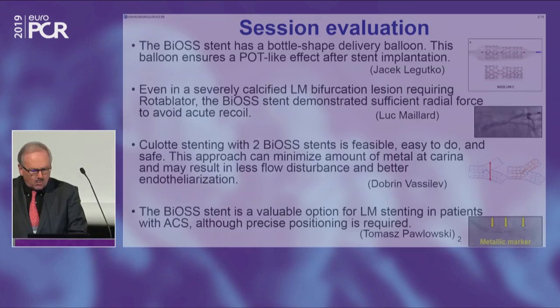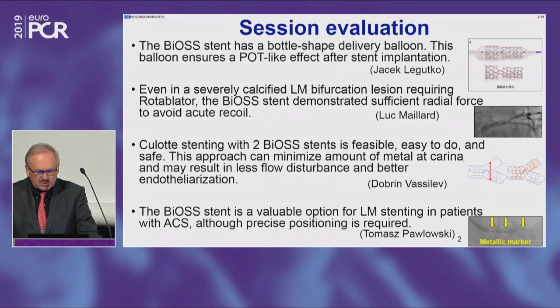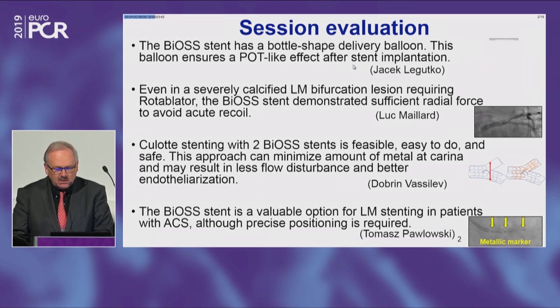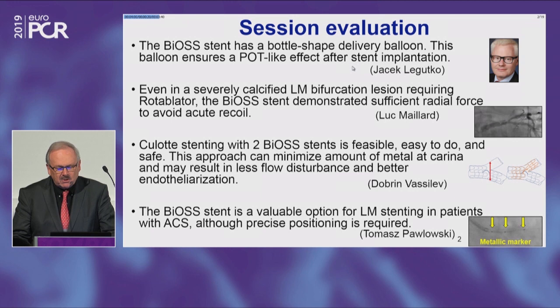So number one, that was Jacek. He said very clearly the BiOSS stent has a bottle-shaped delivery balloon. This balloon ensures a POT-like effect after stent implantation. That's a very clear message from Jacek. The next was, even in a severely calcified left main bifurcation lesion requiring a hot ablator, the BiOSS stent demonstrates sufficient radial force to avoid acute recoil.